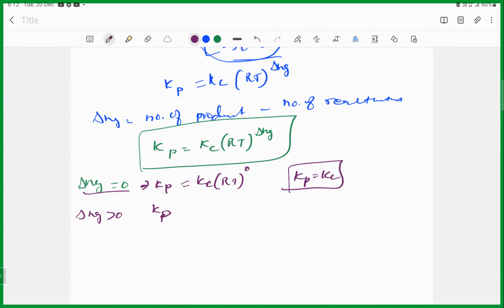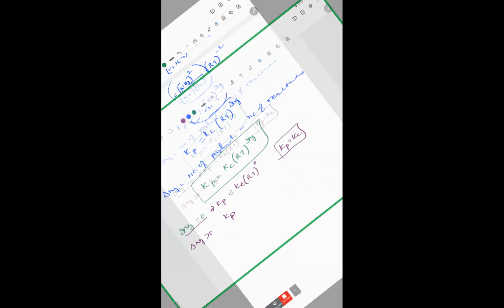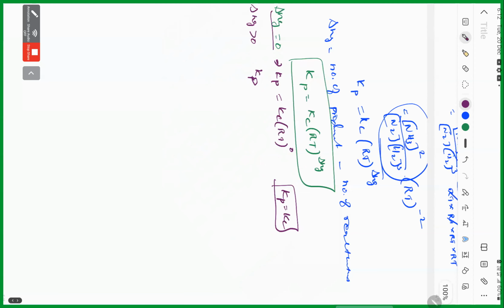சொல்லுங்கப்பா, Kp is greater than Kc or Kp is equal to or less than Kc? RT value 0 விட அதிகமா இருக்கு. For example 1, delta Ng ஓட வேல்யூ 1 இல்ல 2, then the value become Kp அதிகமா இருக்குமா Kc அதிகமா இருக்குமா?